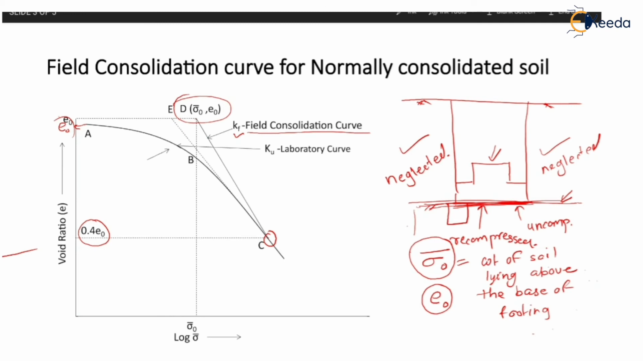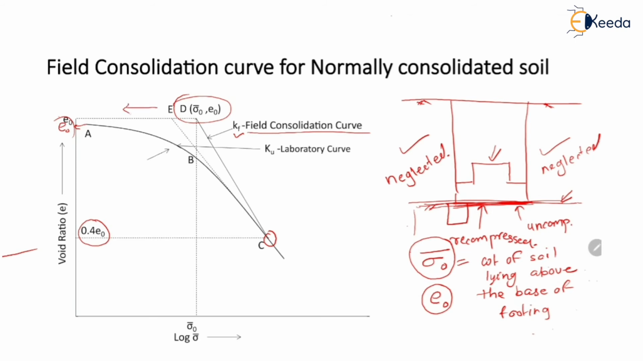When we extract the sample from the soil, its overburden pressure gradually decreases to 0 and void ratio remains constant. So this process will be represented as the horizontal line drawn from point e naught. So here this line D e naught represents the gradual decrease of effective pressure while void ratio remains constant.